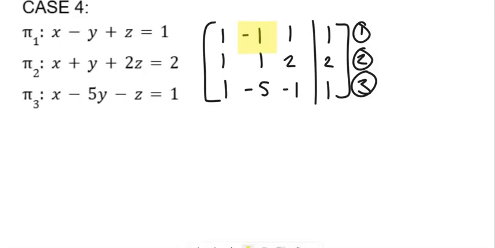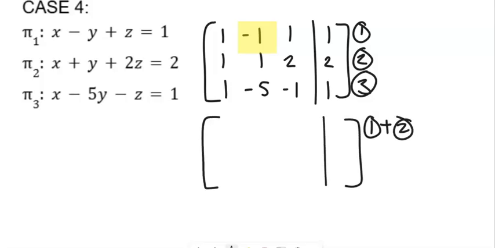And I'm just going to do that by adding 1 and 2. So I'm going to go 1 plus 2. 1 plus 1 is 2. Negative 1 plus 1 is 0. 1 plus 2 is 3. 1 plus 2 is 3. Next, I'm going to see, can I get a 0 here? And I could get a 0 there if I did line 2 minus line 3.